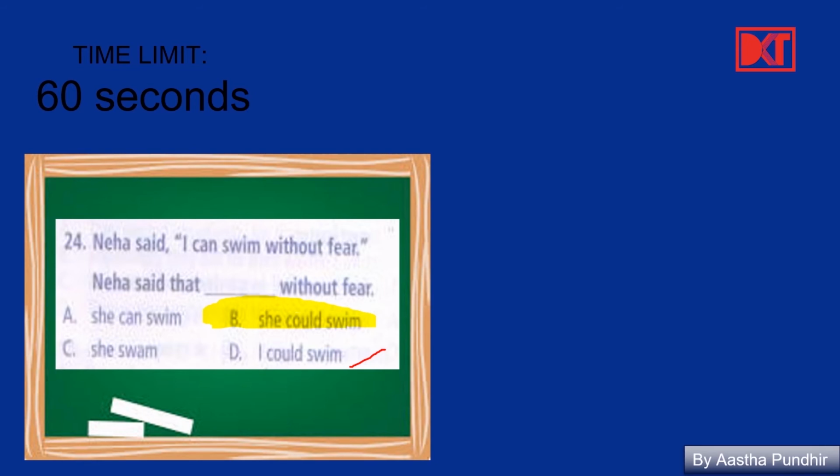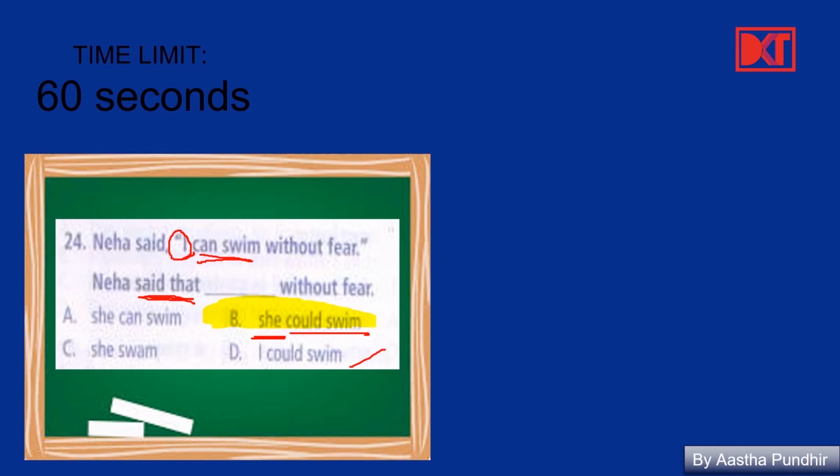Alright, let's see this step by step. First of all, we see the introductory sentence, said. Since it is said, there will be backshifting of tenses. Can swim will become could swim. Alright. Then this pronoun I is talking about Neha. So in the third person we'll say she could swim. Alright. So Neha said that she could swim.